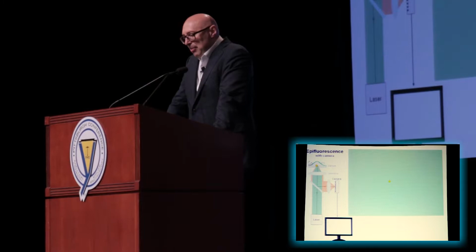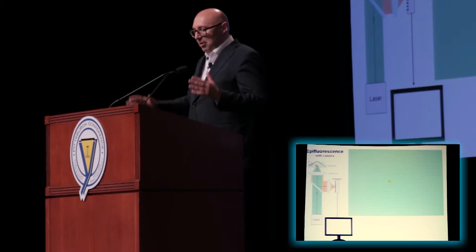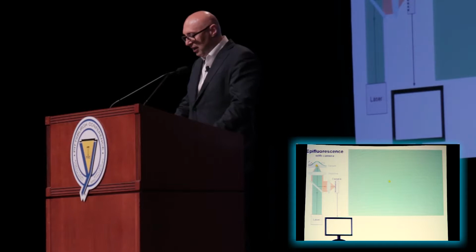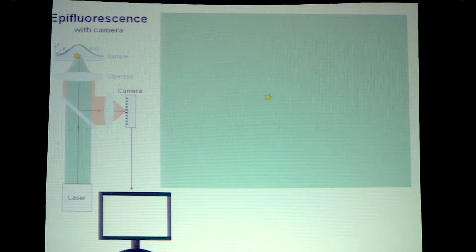Usually, when people localize individual molecules, they have an epifluorescence microscope. So it's a wide field illumination. That's why I'm having this green rectangle here. It shows the wide field green excitation light, and the star in the center is the single molecule. And what happens is people have a camera, as shown here in the sketch, and that molecule produces a blob of diffraction light on the camera that is displayed on a computer screen.